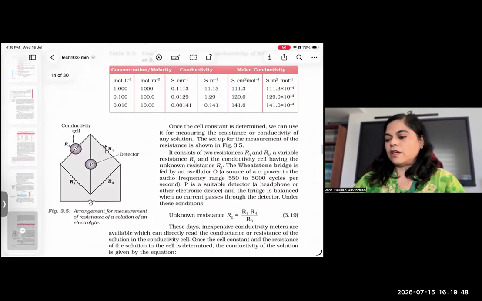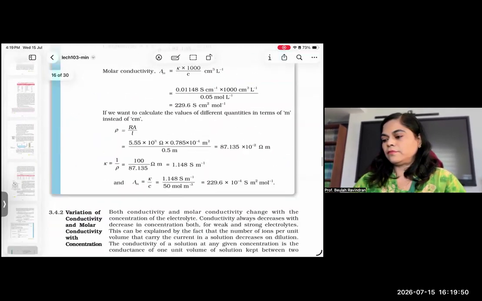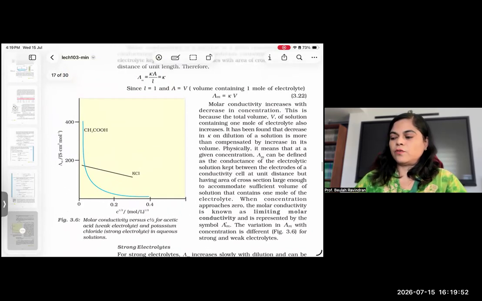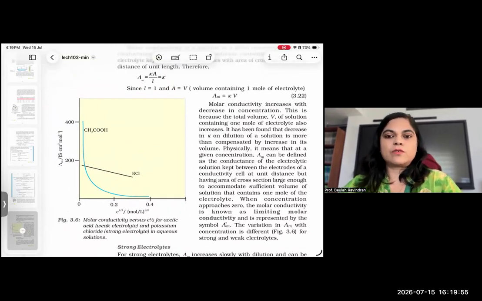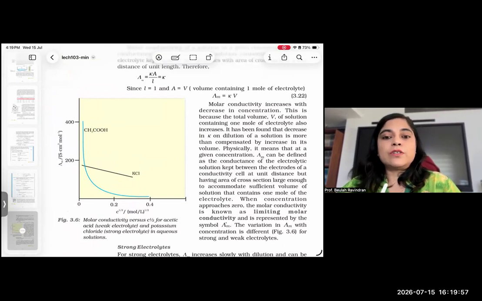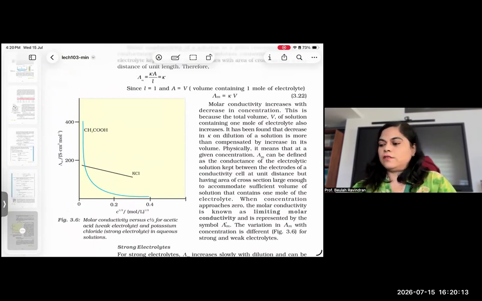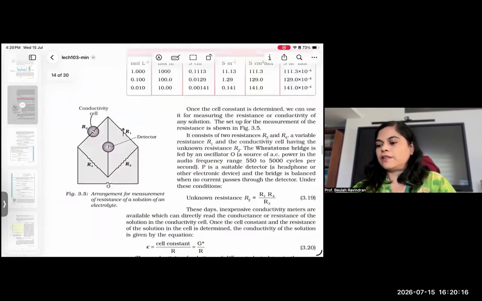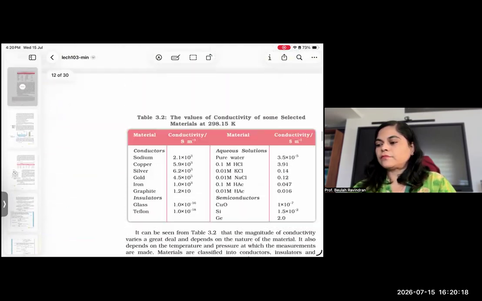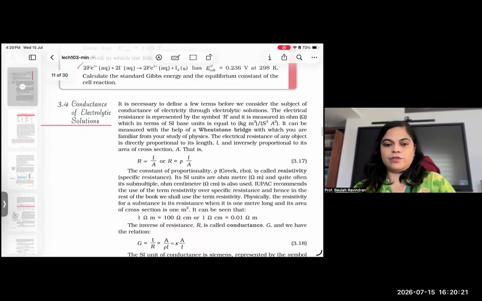And we are going to see Kohlrausch's law, and how we calculate using this particular data. So in the subsequent videos, we will see all these things. Right now, we will get into the topic of conductance of electrolytic solutions.